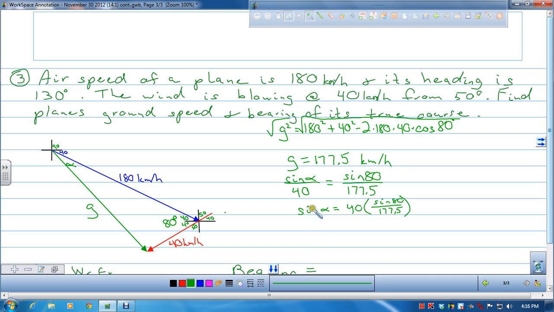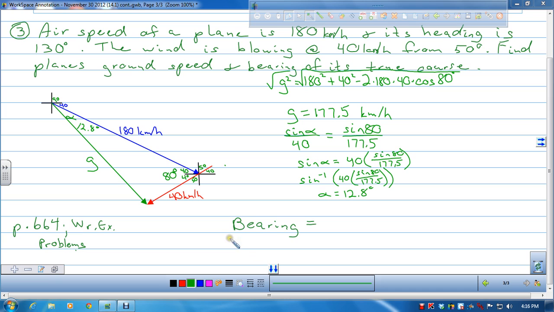Understand that you have to do the inverse because I'm looking for this angle, so sine inverse of 40 times sine 80 over 177.5. All you have to do there is hit enter, and you get alpha being equal to 12.8 degrees.